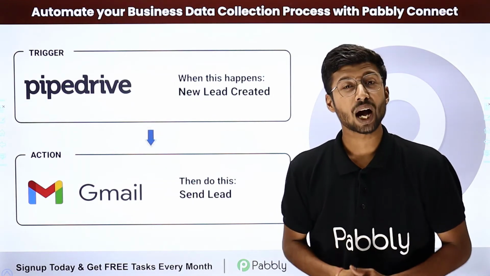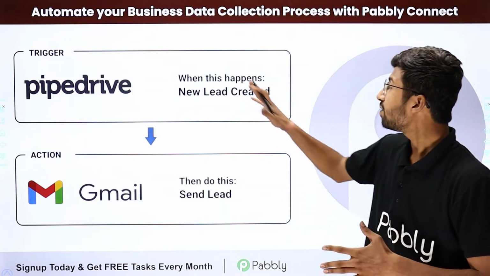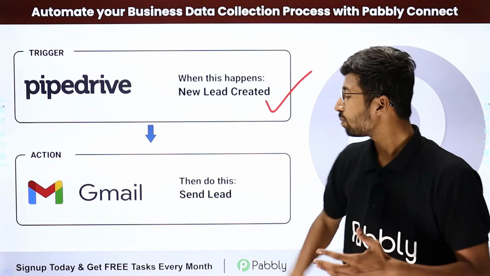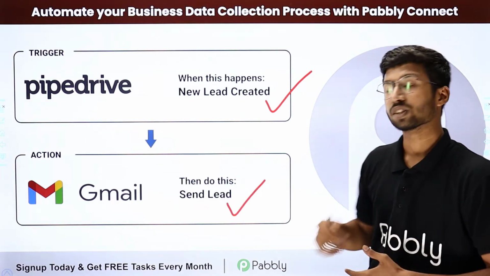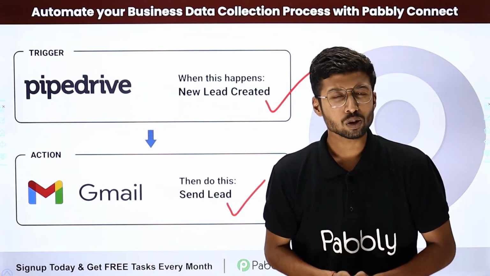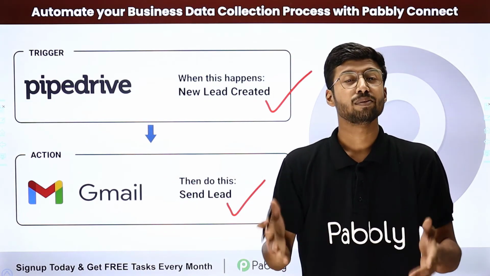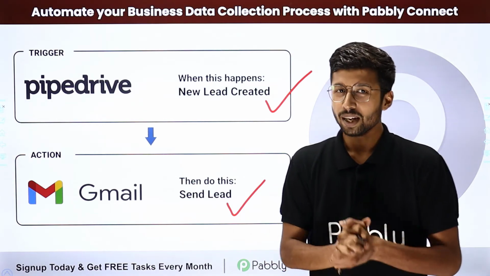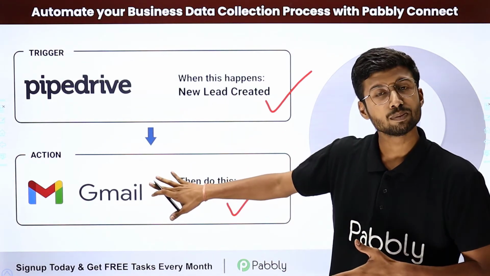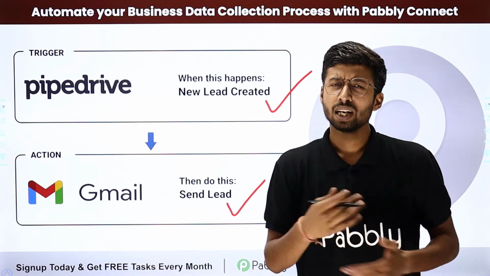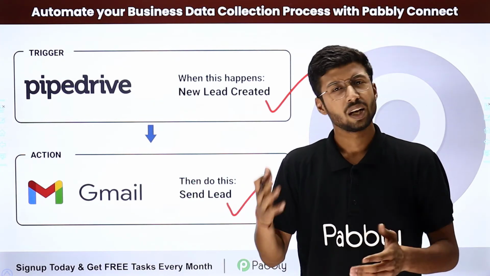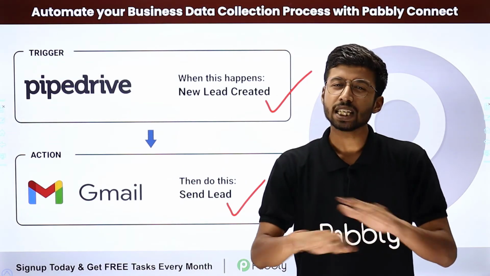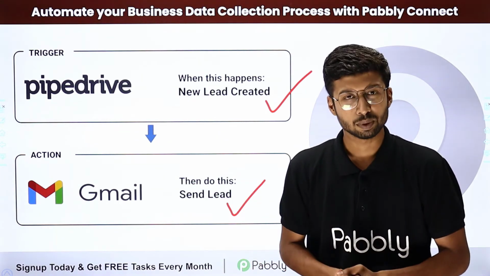But in this video, I came up with an automation by which whenever a new lead is created in our Pipedrive account, the same lead will automatically be sent to our team member as an email using Gmail. And this lead will be sent to multiple team members. We will be using a kind of round robin lead assignment algorithm in which the first lead will be sent to the first team member, the second lead to the second team member, and the third lead to the third team member. The fourth lead will again be sent to the first team member. So we will equally divide the new leads among our team members as well.